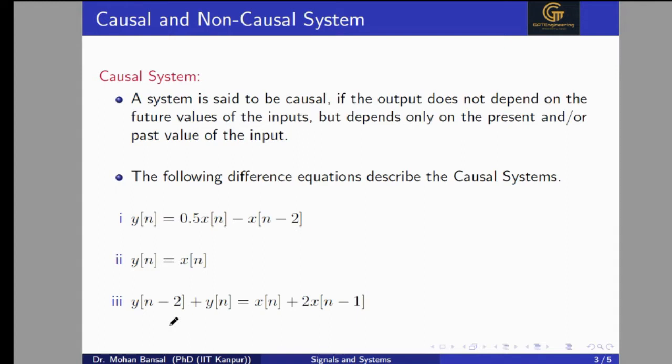Now come to the next point. Here y[n-2] is the output value, which is the past value of the output. The current, present value is y[n], which should depend only on the present and past value of the input signal. So here x[n] is the present value and x[n-1] is the past value. So this system is also causal. Don't bother about the past value of the output. If the system depends on the future value of the input, then only the system will become non-causal.